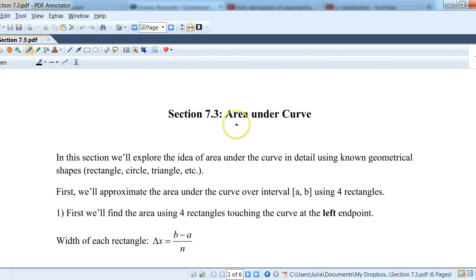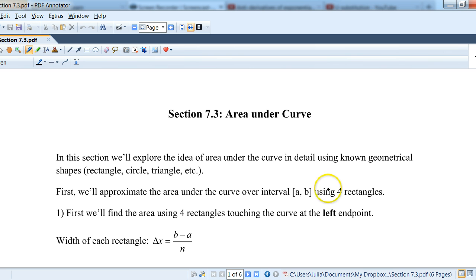One of the uses of the integral is to compute the area under the curve, and in this section we're going to do it explicitly using the rectangles or familiar shapes that we know about, just to get a feel for how to actually compute the area under the curve. Then we will use the concept of the integral to compute the area under the curve a little bit later.